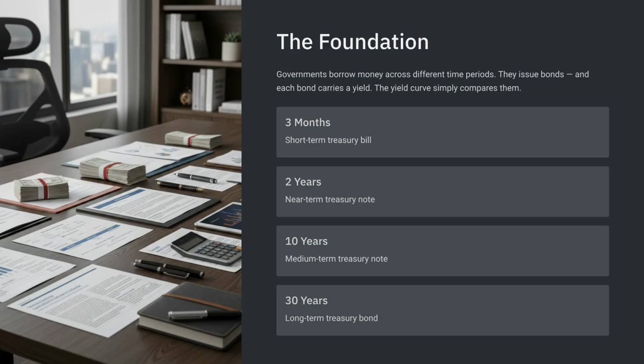Now imagine placing all these yields side by side based on time. That visual relationship between short-term yields and long-term yields is the yield curve. So the yield curve is not one single bond. It's the relationship between borrowing costs across different time horizons.